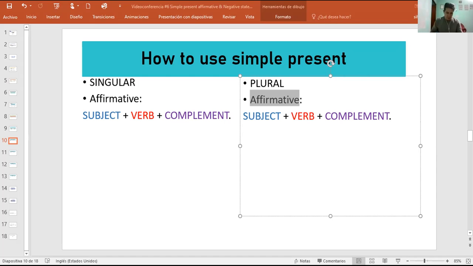Okay. William runs. Maydeline walks. Le voy a poner la forma de la S de cada uno de los verbos.